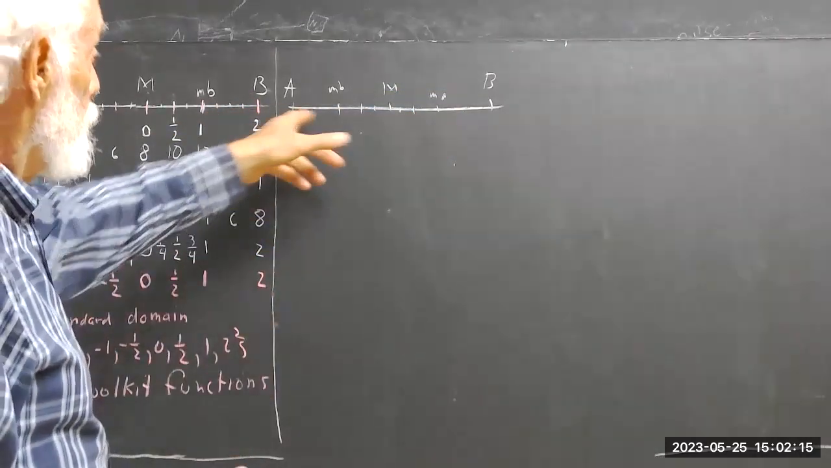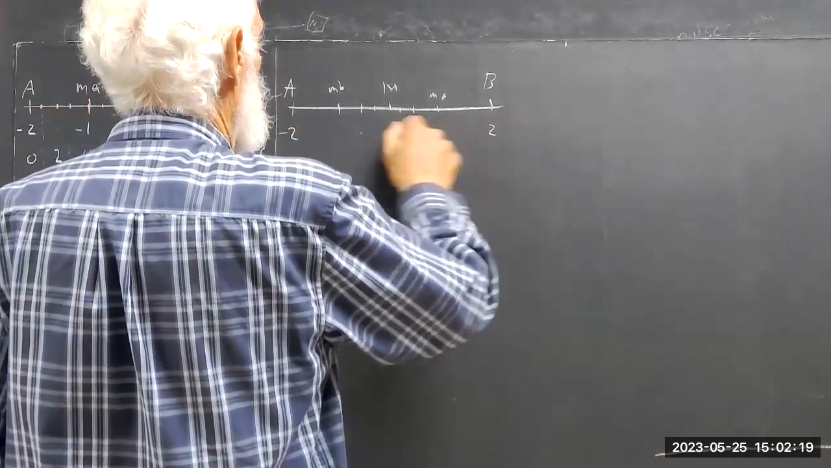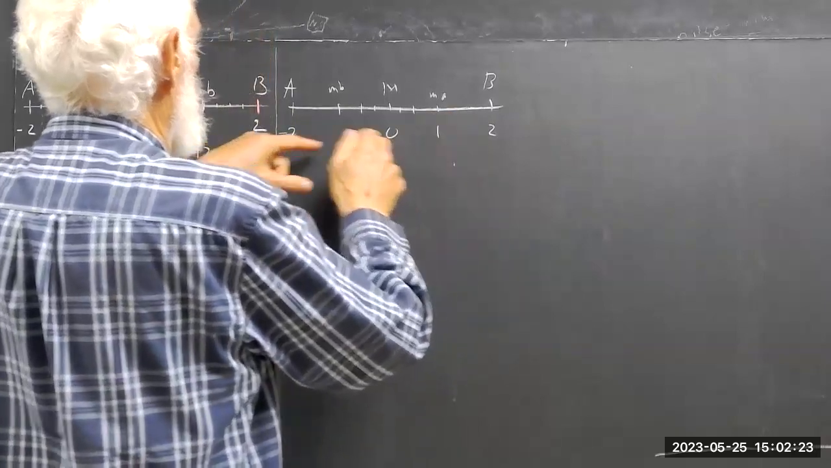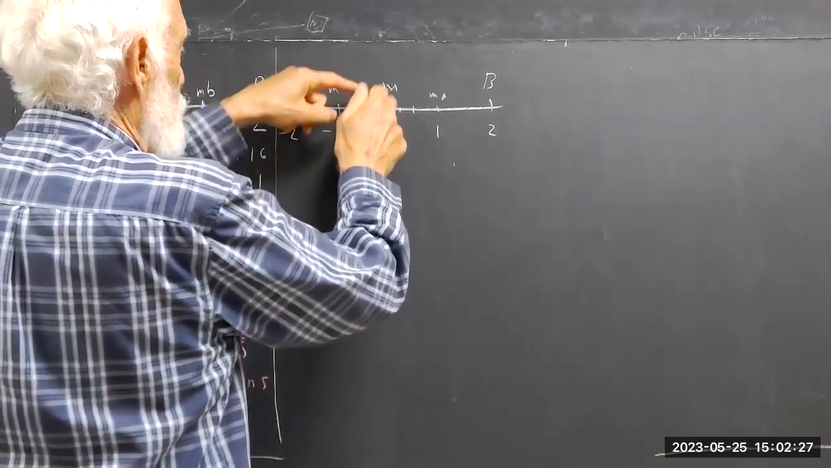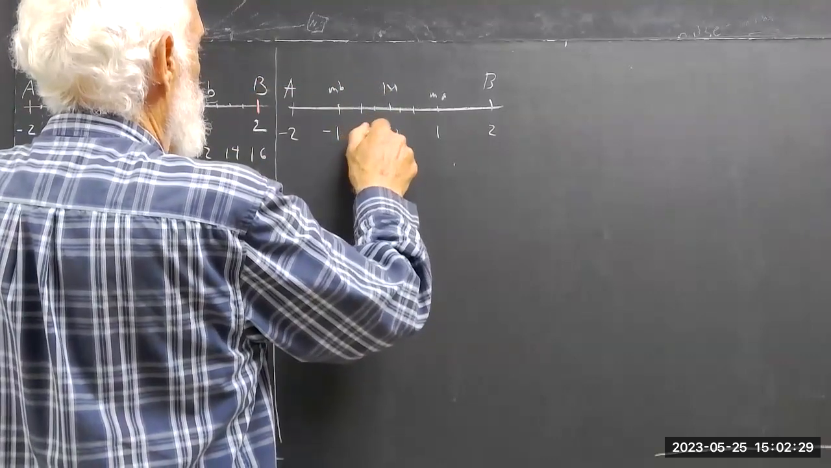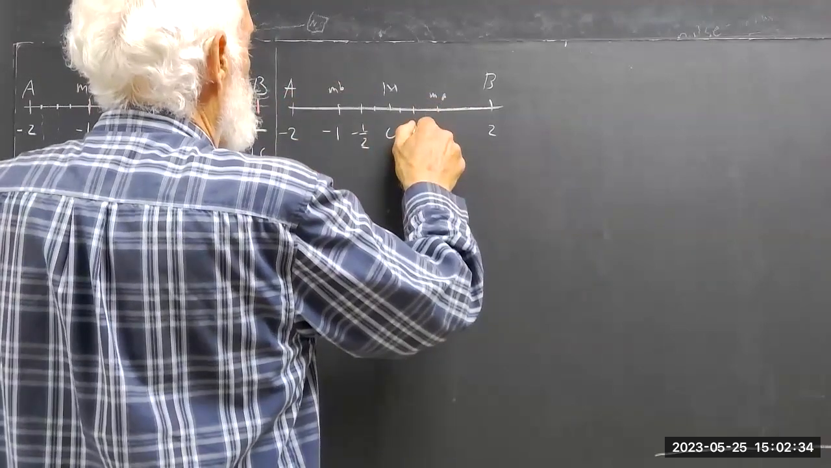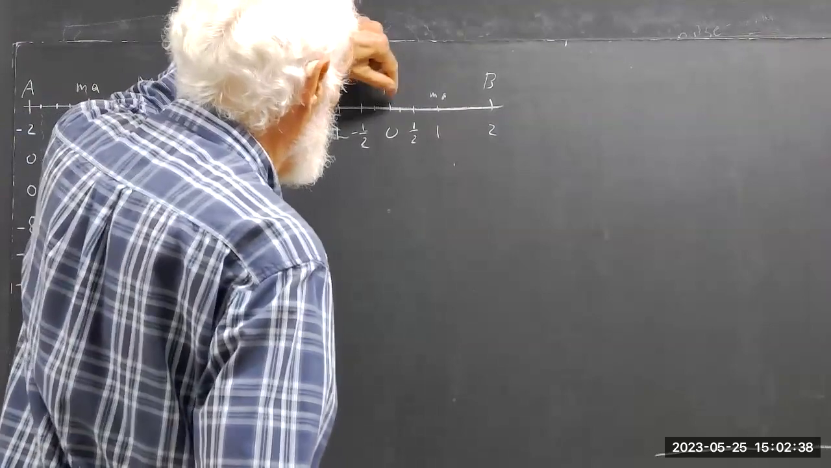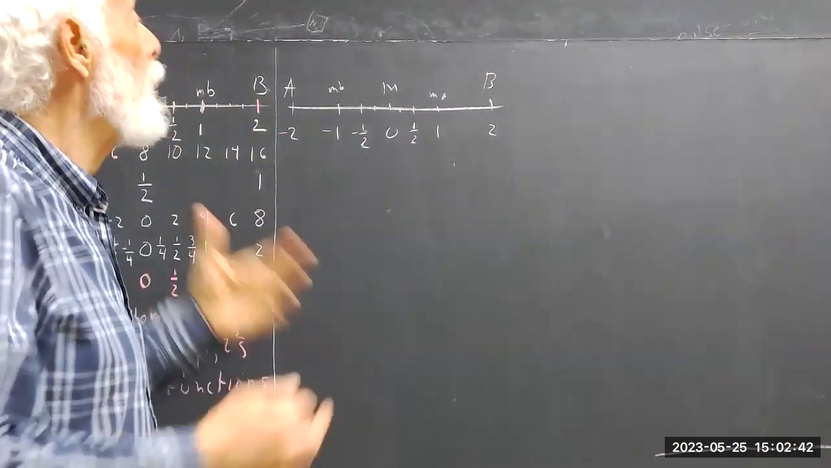Okay, this gives you your standard domain. Because here you've got -2, here you've got 2, here you've got 0. Halfway between 0 and 2 is 1. Halfway between -2 and 0 is -1. Halfway between -1 and 0 is here. That's -1/2. Halfway between 0 and 1 is 1/2. We could mark the points for 1/4 and -1/4, but we didn't want them. So right there is our standard domain.